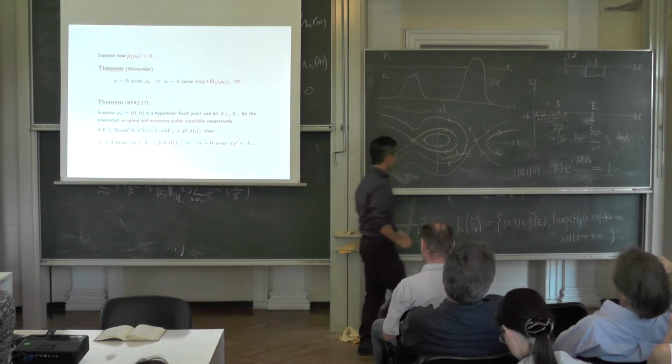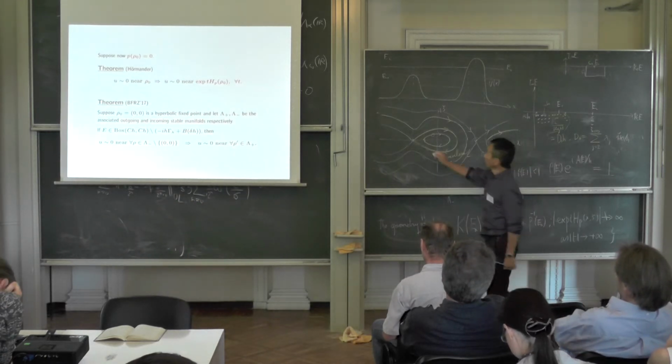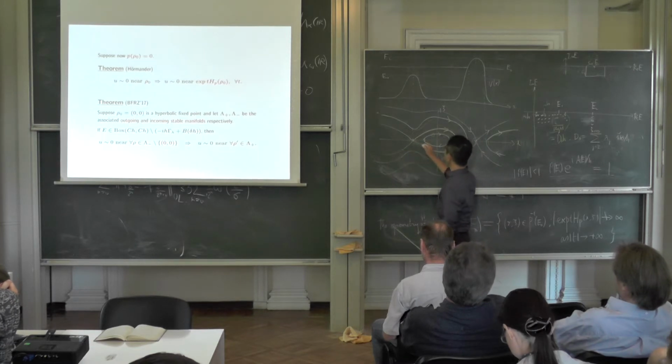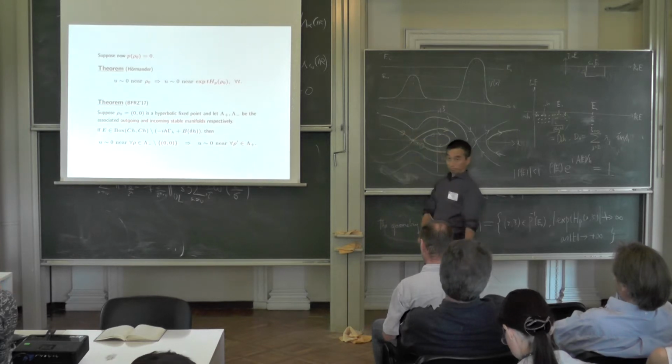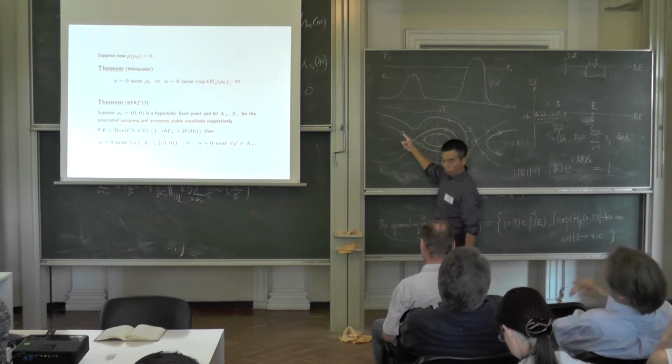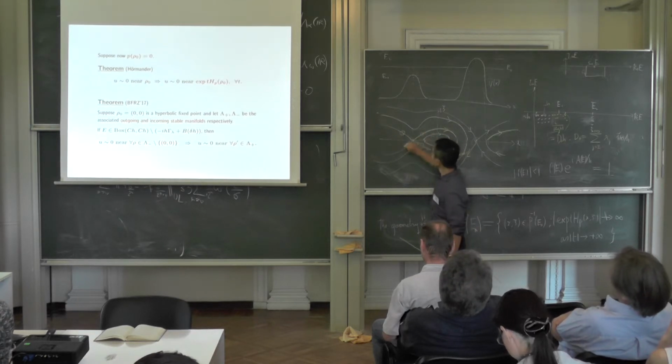I won't say stable manifold. So, it says that if it is 0 here and also it is 0 here, then you can conclude that it is also 0 here and 0.